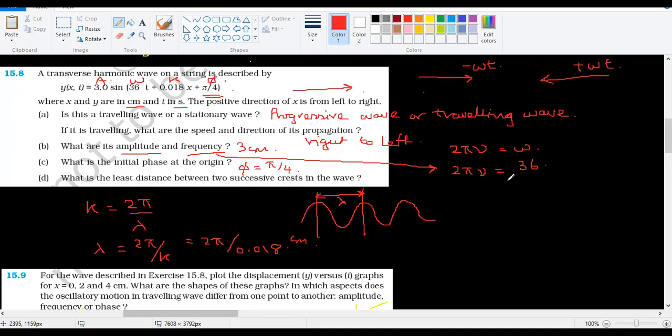Frequency would have found it from here. So in 1 second, how many cycles are happening? So you can also find the time period. Omega is equal to 2 pi by T, so T is equal to 2 pi by omega. So 2 pi divided by omega. Omega is 36. It's pi by 18.